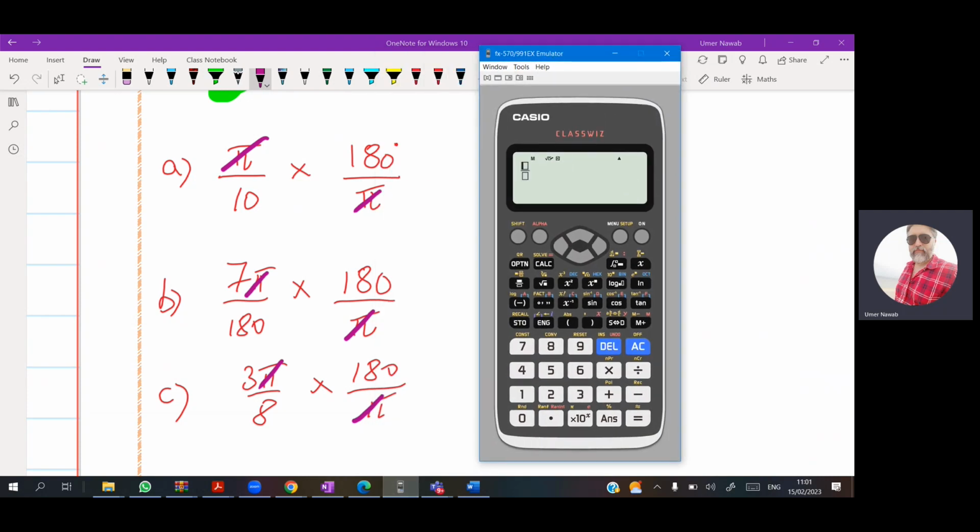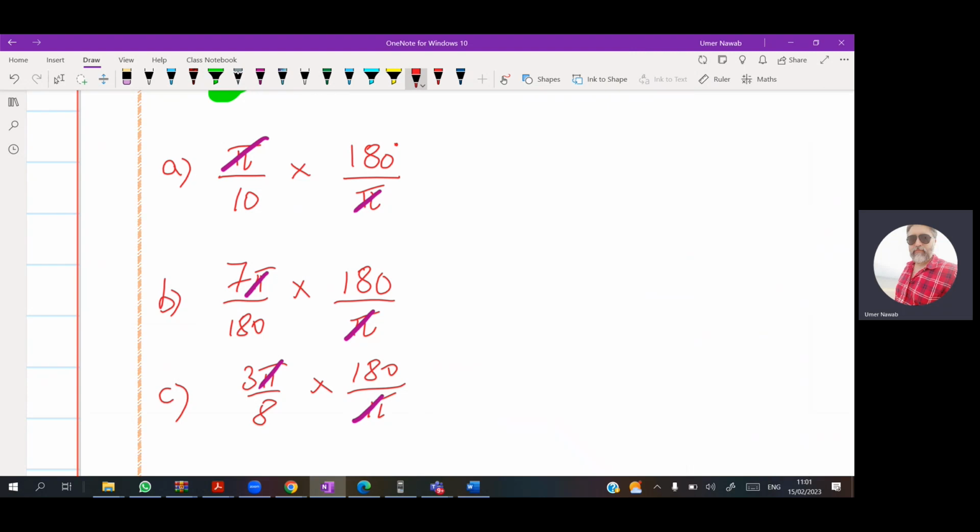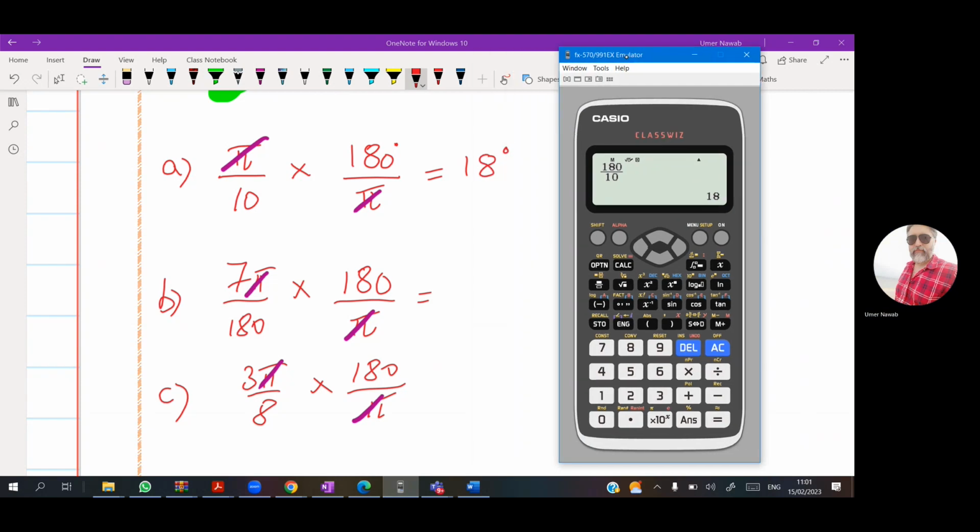I'm going to write it here, 180 over 10, which gives me 18. So what I was doing, I was trying to convert radian into degrees. So my answer is 18. Don't forget to put a small circle because I want to get my answer into degrees. Next, 7 times 180 over 180, and it gives us 7 degrees.